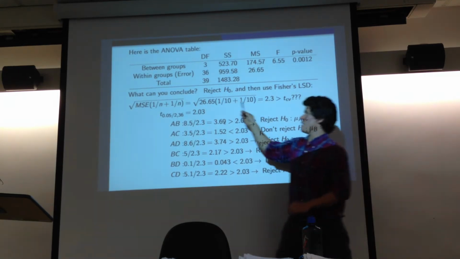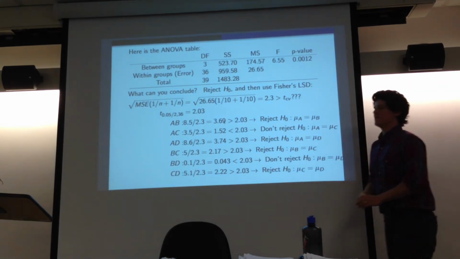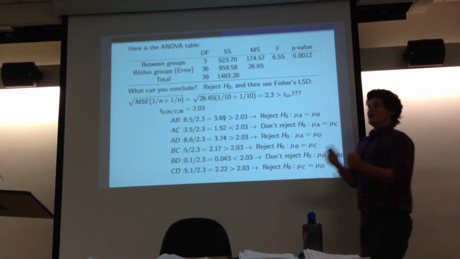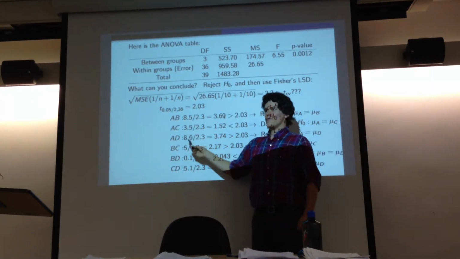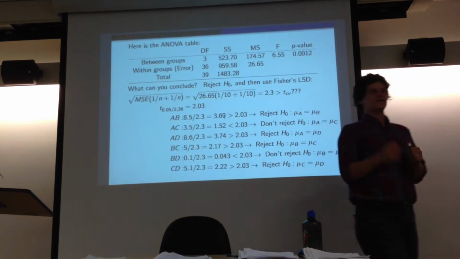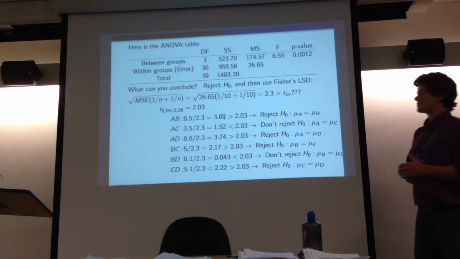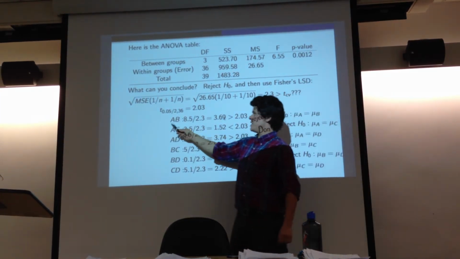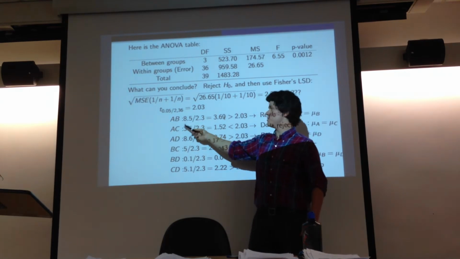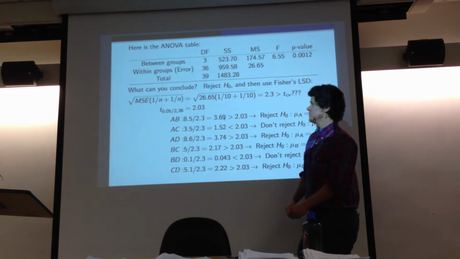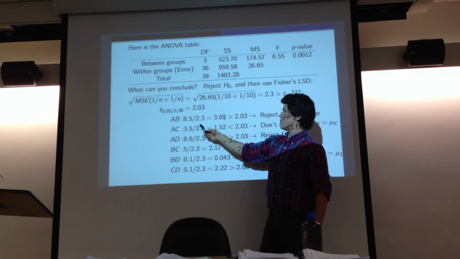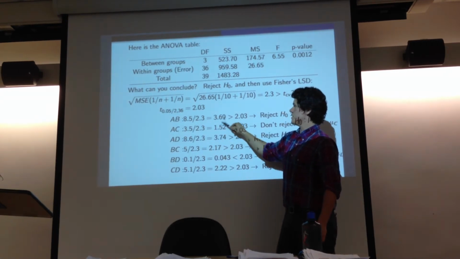So it helps to just do this denominator first, and that comes out to 2.3. And then all we need to do is look at the difference in means for all the different pairings of the grandparents, right? So A and B would be grandma 1 versus grandpa 2, and the difference there was 8.5. Divide by this 2.3, and you get 3.96.